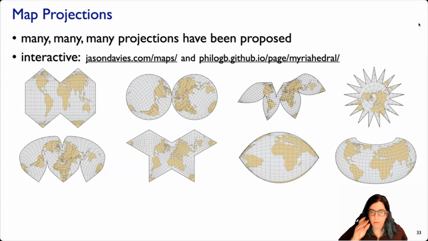Here are two sites that let you play around with some interactive ones. The Jason Davies maps, a lot of them are integrated into D3. D3 actually has a great number of map projections built in. So it's very, very easy to do different projections in D3. And there's also a nice demo from Nico Belmonte showing this so-called myriahedral projection that focuses on the ones that also have a lot of different interrupts and lets you see different versions of projections in that way.